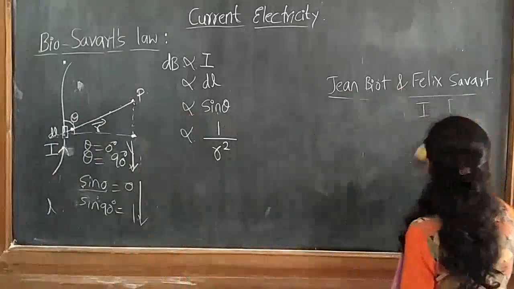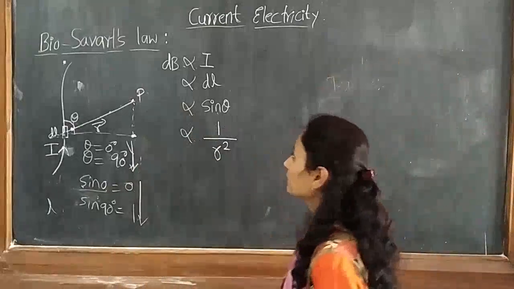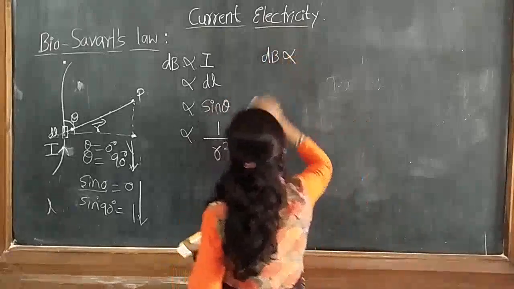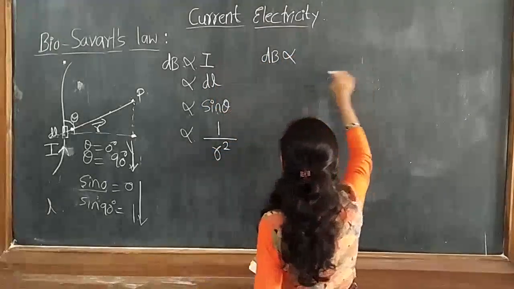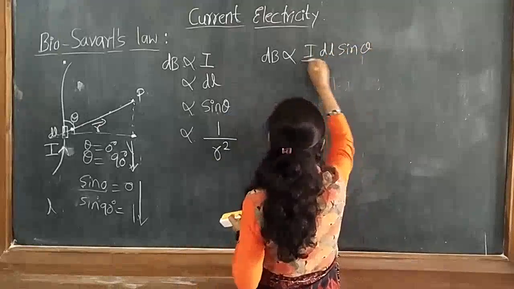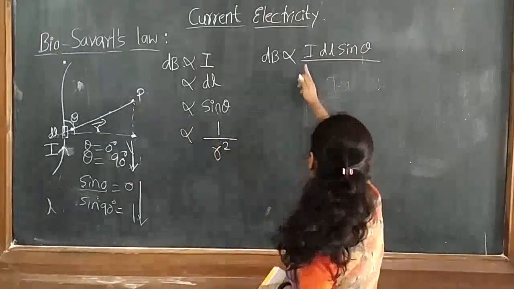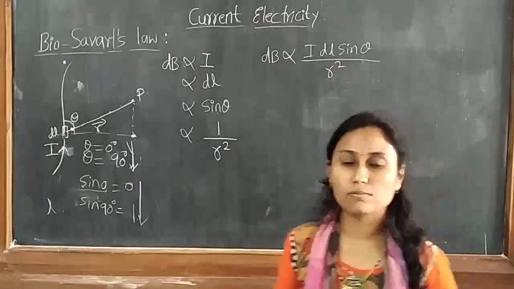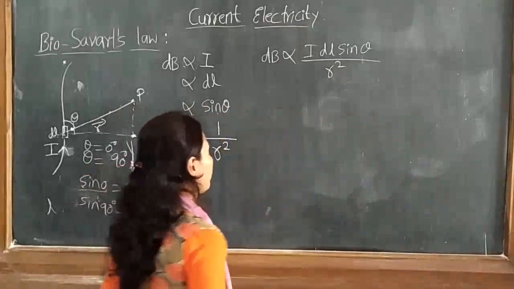Now we should combine all these points. We are combining all these points to get the dB value. Now can we write dB proportional to, so it is directly proportional to I dl and sin theta. So we will write here I dl and sin theta, whole divided by, as it is inversely proportional to 1 by r square, r square we are getting. So dB is proportional to I dl sin theta divided by r square.